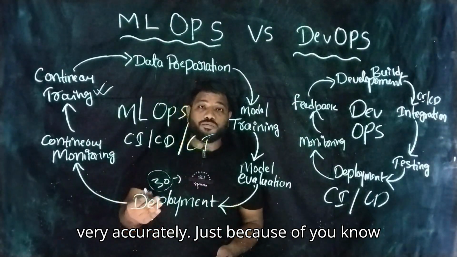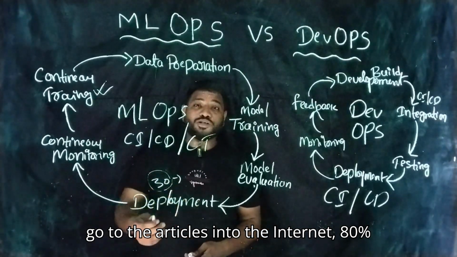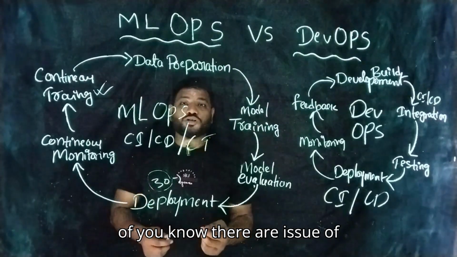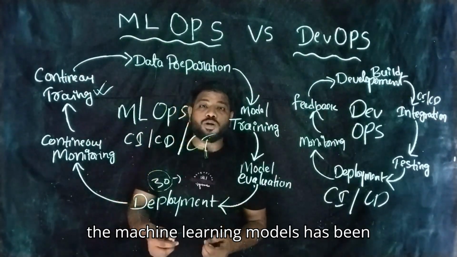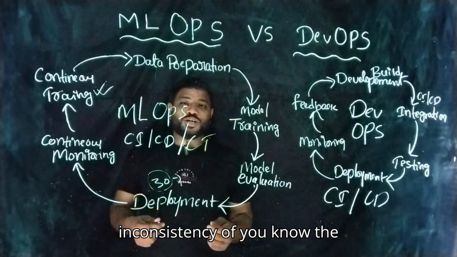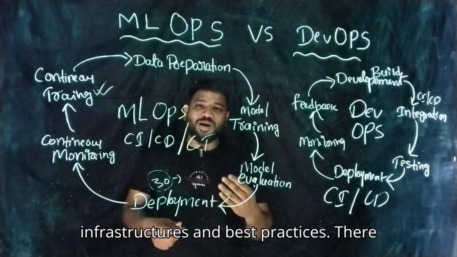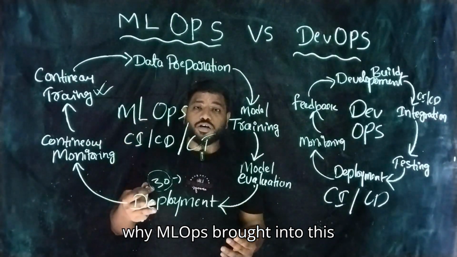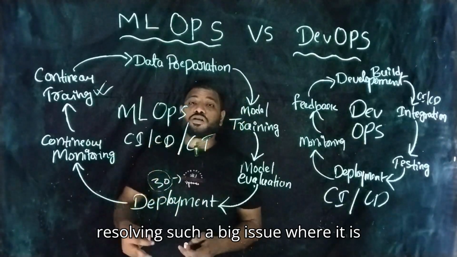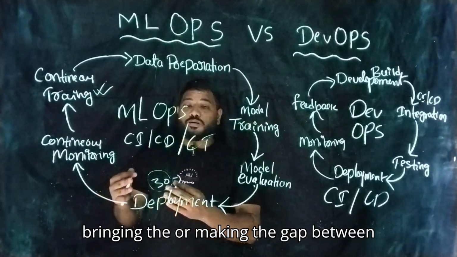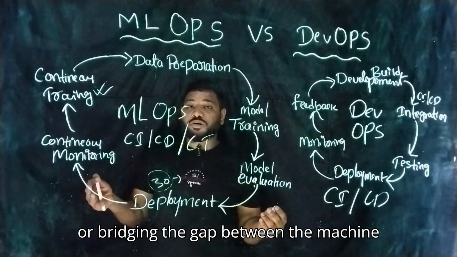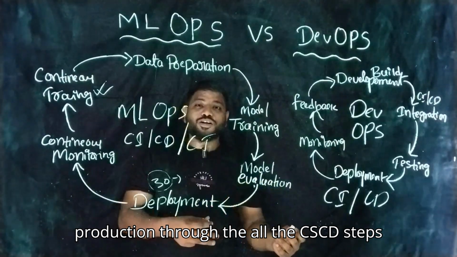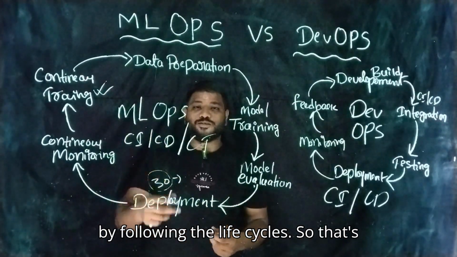If you look at articles on the internet, 80% of machine learning models have not made it into production, because they faced issues of inconsistent infrastructure and best practices. There were hundreds of issues. That's why MLOps was brought into the machine learning culture, and it has been resolving such a big issue by bridging the gap between the machine learning and operations teams and getting our machine learning models deployed into production through all the CI/CD steps by following the life cycles.